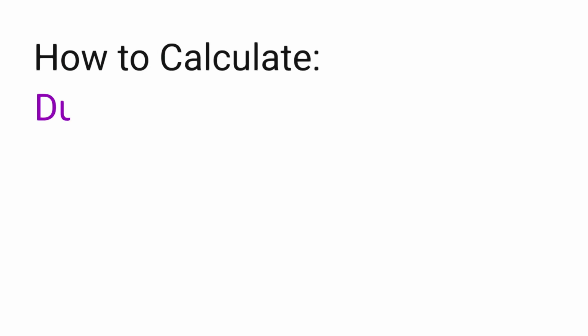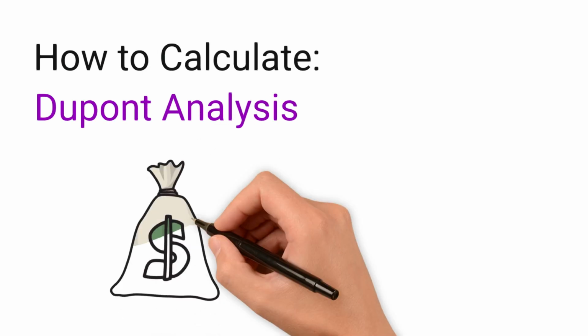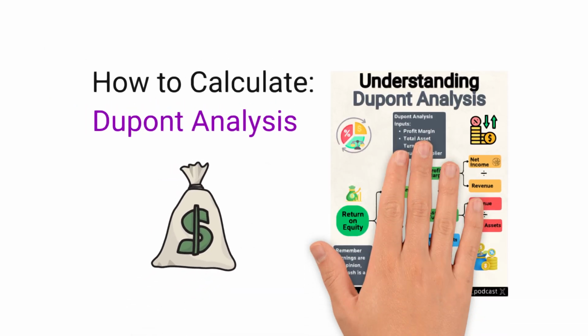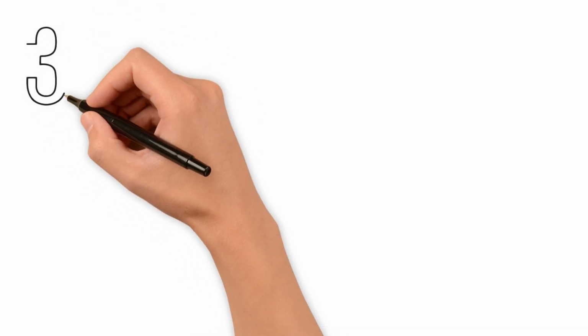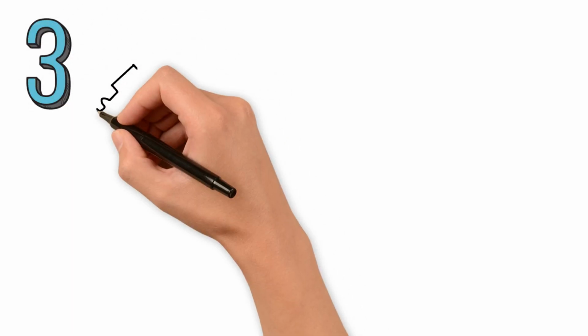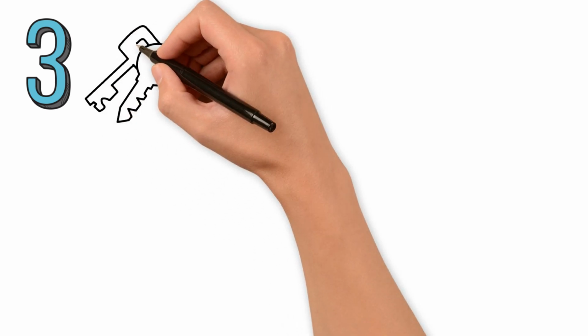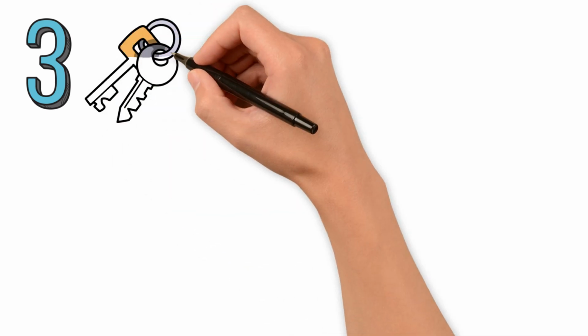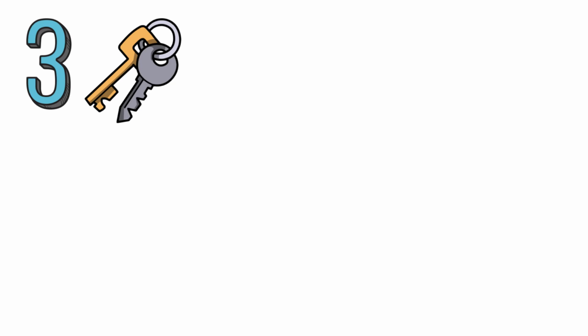What is DuPont analysis? Today we will learn everything we need to know about DuPont analysis. DuPont analysis, also known as the DuPont identity or DuPont model, is a financial analysis method used to assess a company's return on equity, or ROE. It breaks down return on equity into three components.